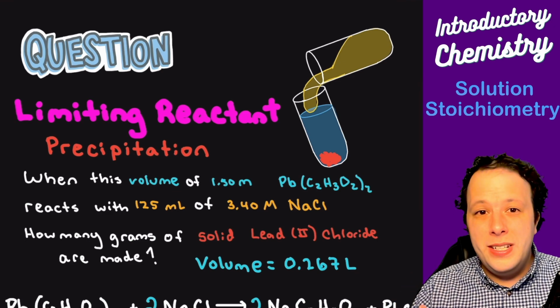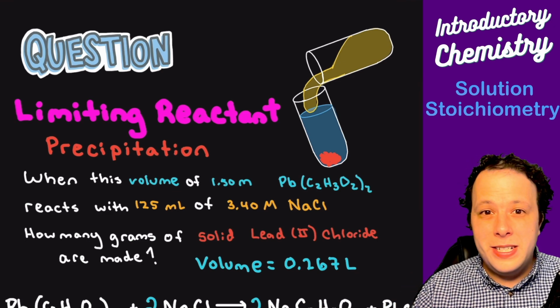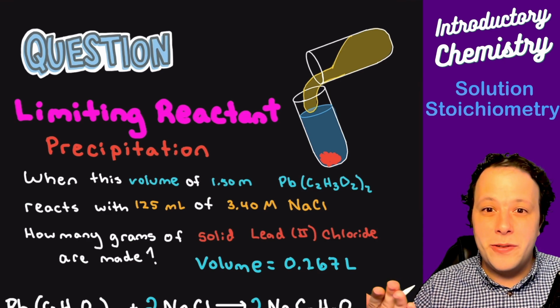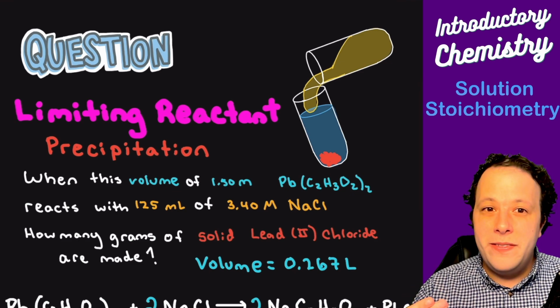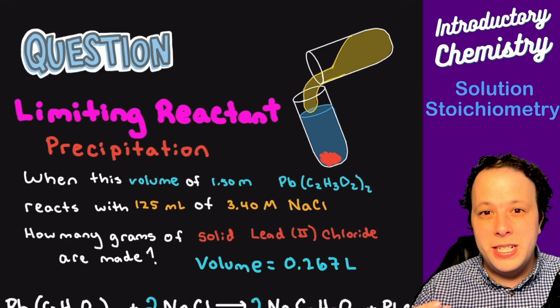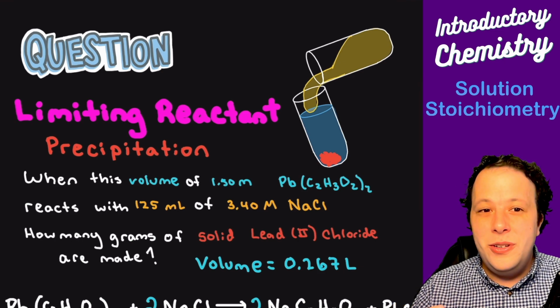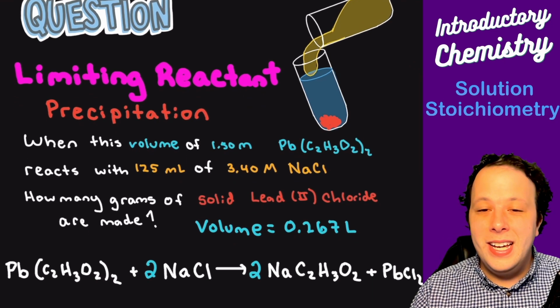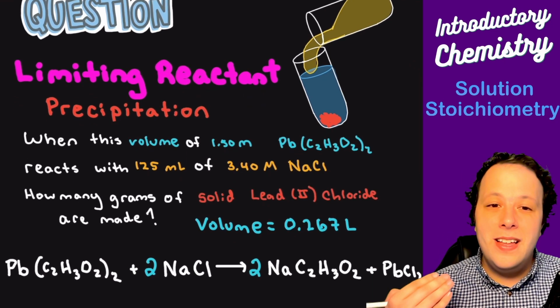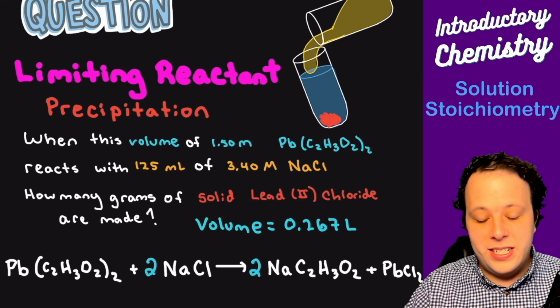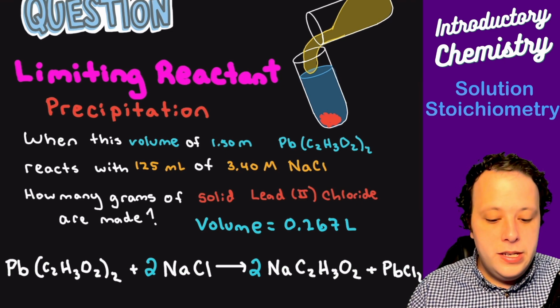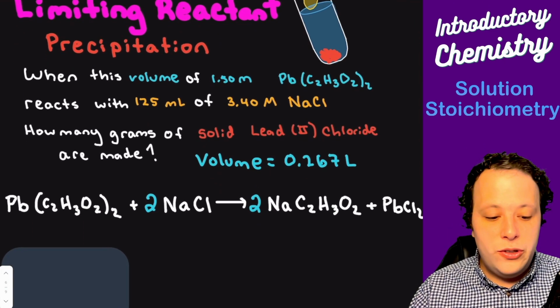So with this one is when the volume of 1.50 molar lead acetate, meaning the volume that we solved in the previous problem, reacts with 125 milliliters of 3.40 molar NaCl. How many grams of solid lead II chloride are made from the reaction? And I have the reaction shown here that is balanced to save us a little bit of time in this video. So when we have this, what are we going to start with?